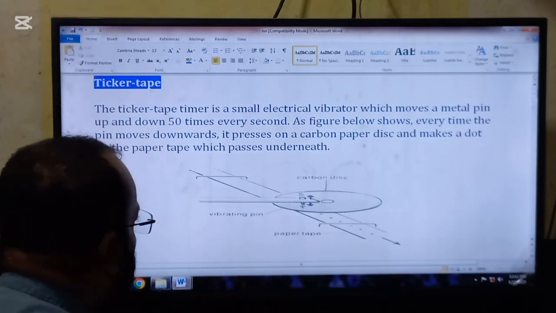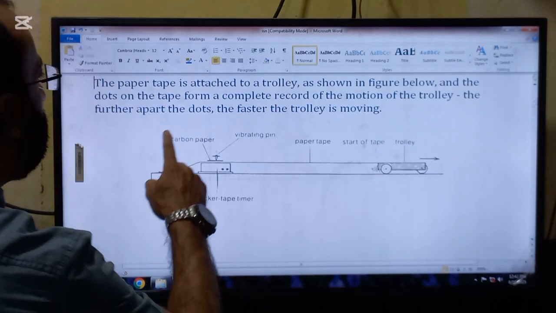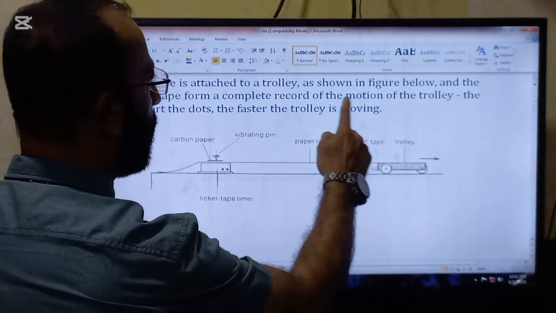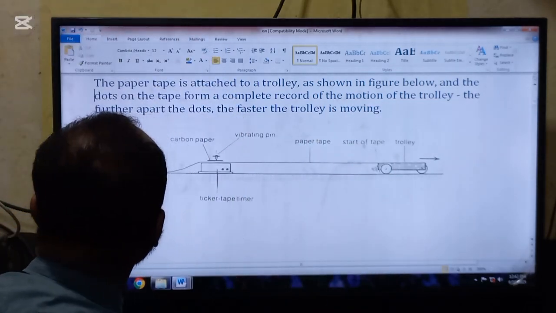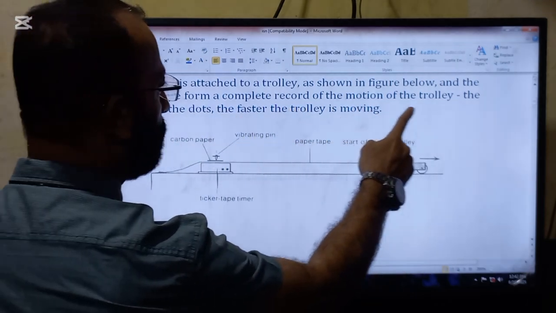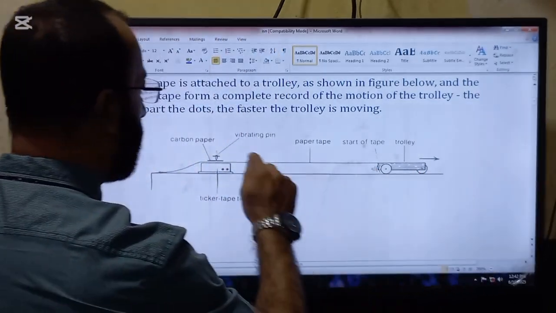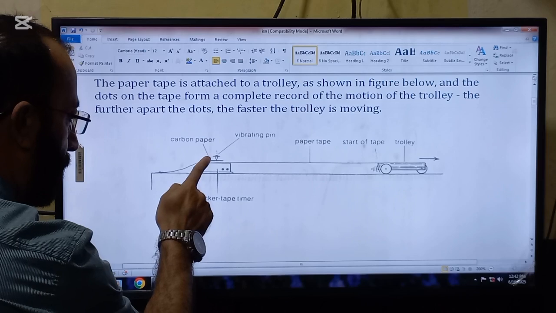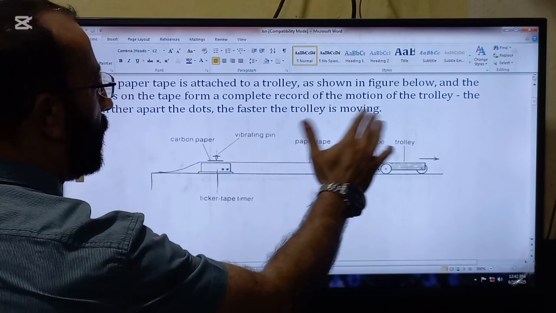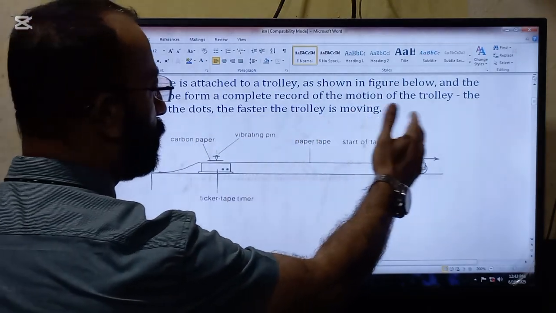So moving forward, the paper tape is attached to a trolley. So this is a trolley, and a paper tape is attached as shown in the figure below, and the dots on the tape form a complete record of the motion of the trolley. As the trolley moves forward, dots are put like this. Here is the pin which is putting dots. So the tape keeps a total record of the motion of the trolley.